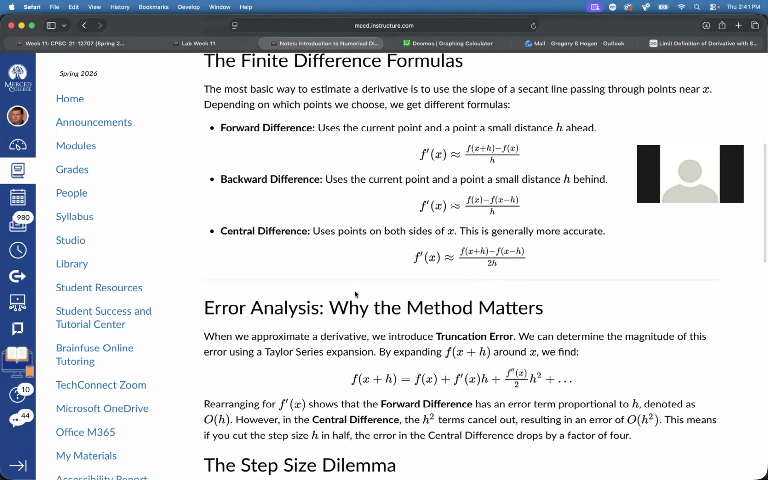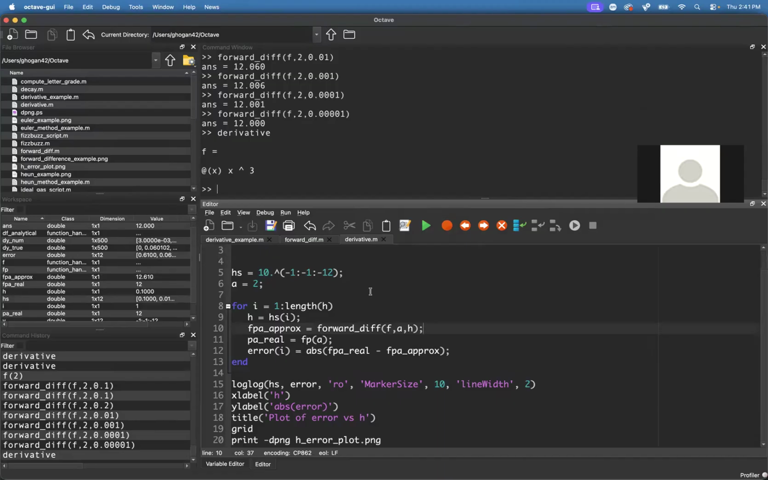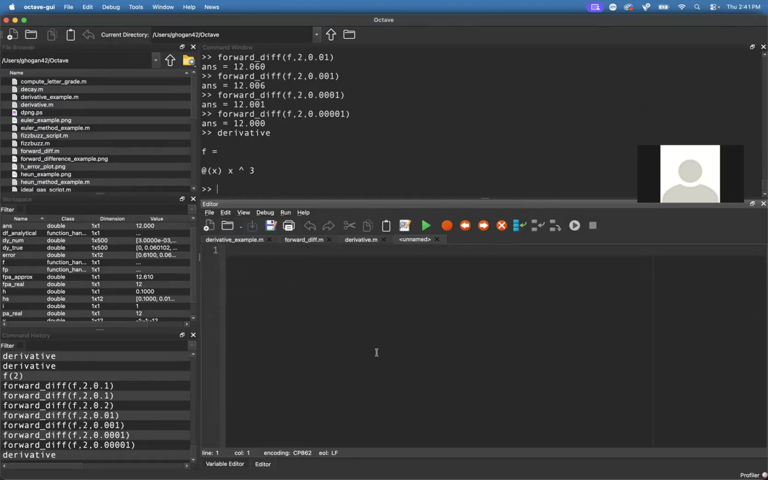Now, what we would like to do sometimes is make a plot of something. So let's make a new script here, and I'm going to call this plot the derivative. Let's define a function. Let's say f equals at x, and let's just do sine 2 times x. That's a very simple function, right? And let's plot it.